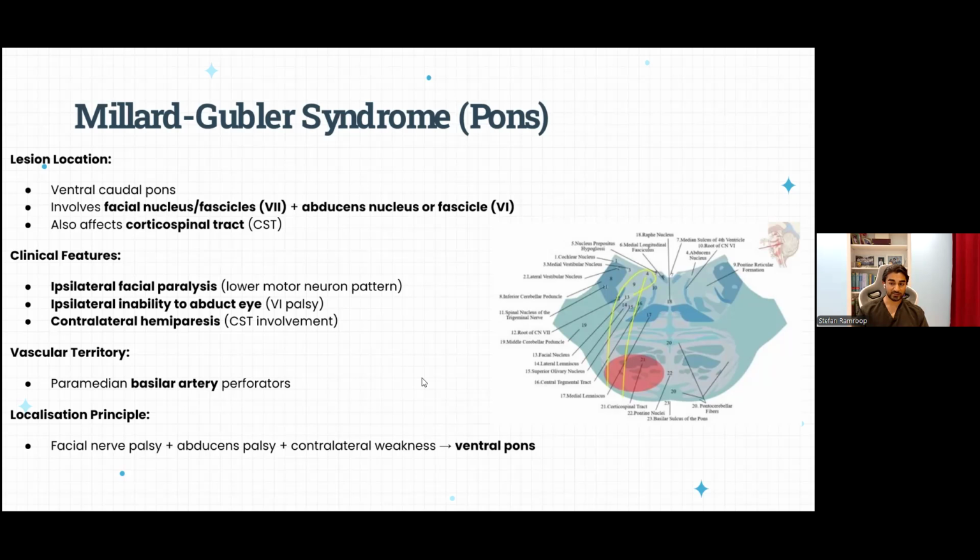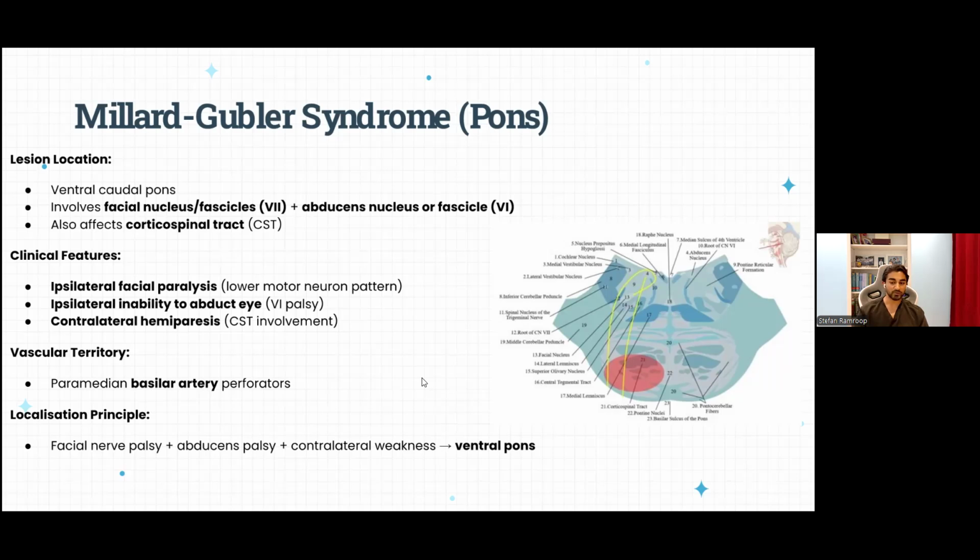If the nucleus is affected, the patient will also have impaired ipsilateral gaze, but in pure fascicular lesions, that deficit is isolated to abduction alone. Third, your contralateral hemiparesis is due to corticospinal tract involvement. And these findings, two cranial nerve palsies on the same side with contralateral limb weakness, localize the lesion precisely to the ventral caudal pons, where 6 and 7 fibers course close to the descending motor tracts. The vascular supply is typically the paramedian perforators of the basilar artery, which supply the medial ventral pontine region.